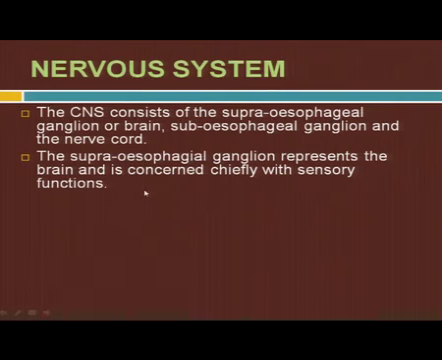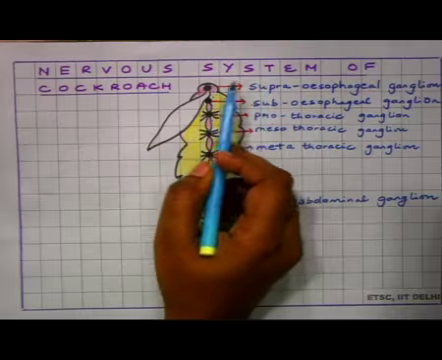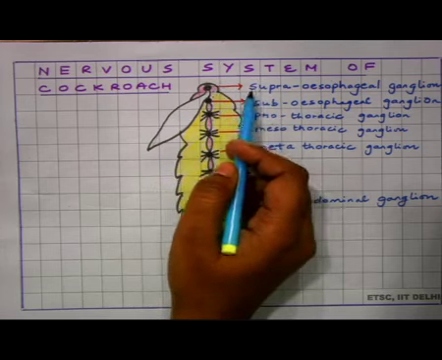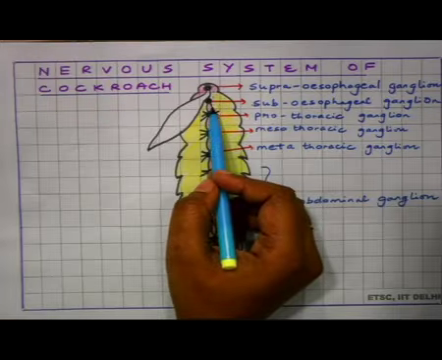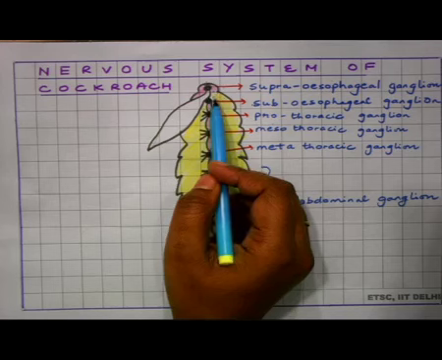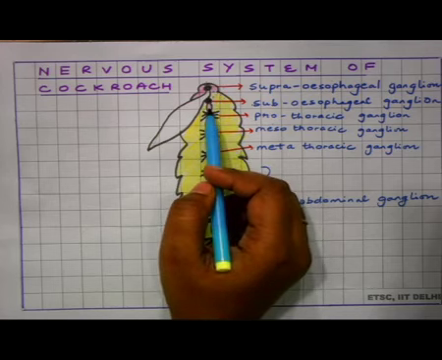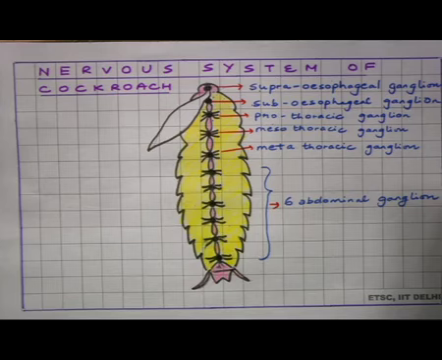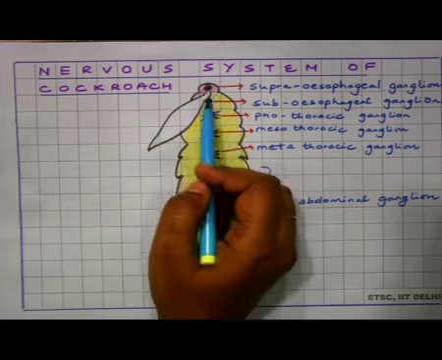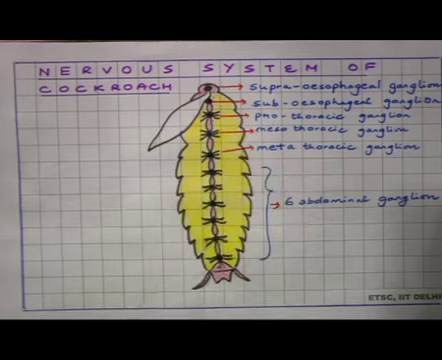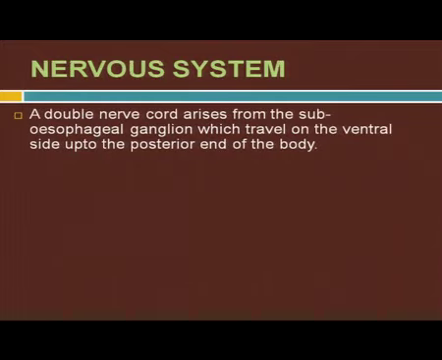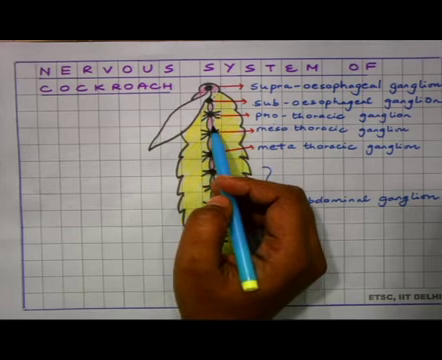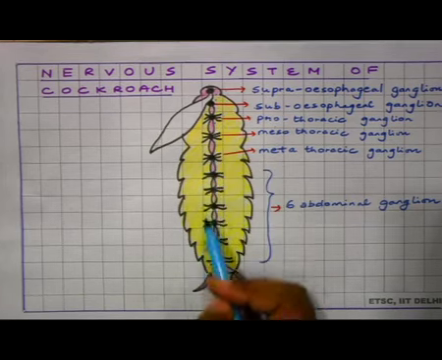The supraesophageal ganglion represents the brain and is concerned chiefly with the sensory functions. From the supraesophageal ganglion arise 2 circumesophageal connectives which encircle the esophagus and meet below it with the subesophageal ganglion. The supraesophageal ganglion, circumesophageal connectives and the subesophageal ganglion together constitute the nerve ring. And a double nerve cord arises from the subesophageal ganglion which travels on the ventral side up to the posterior end of the body.